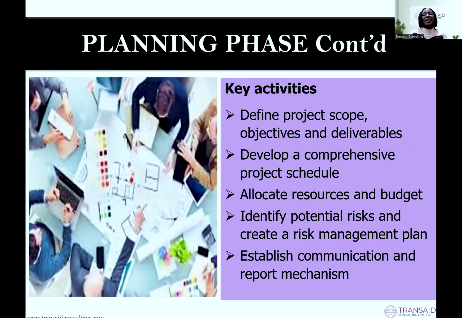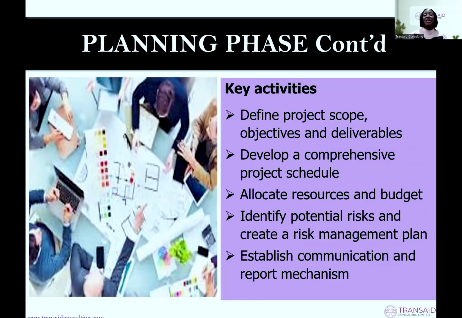So what are the key activities in this phase? You define the project scope, objectives, and deliverables. You develop a comprehensive project schedule. You allocate resources and, of course, you do the budget too. Identify potential risks and create a risk management plan. Establish communication and report mechanisms.